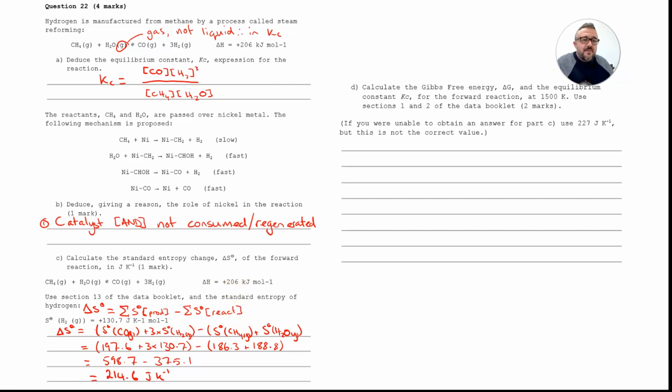So I'm going to shift over here. Okay, so calculate the Gibbs free energy, delta G, and the equilibrium constant, Kc, for the forward reaction at 1500 Kelvin, using sections 1 and 2 of the data booklet. That's where the equations and the information come from. If you're unable to obtain an answer for part C, use this, but it's not the correct value. So in other words, if you couldn't do this, use this one.